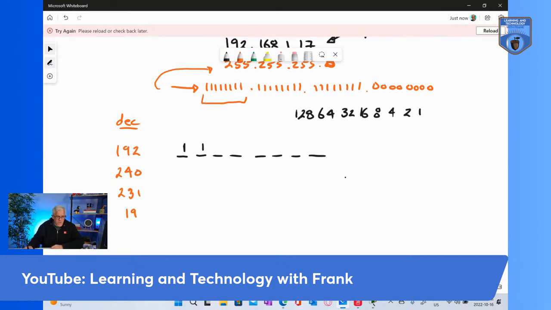So now I'm going to put the 64 on here. Now I've gotten to 192, so I don't have to do anything else. This here is the binary equivalent of 192.